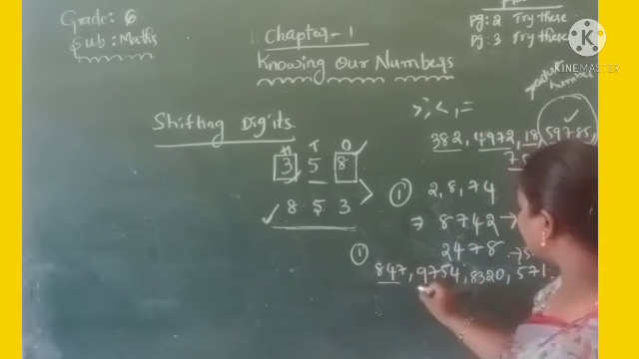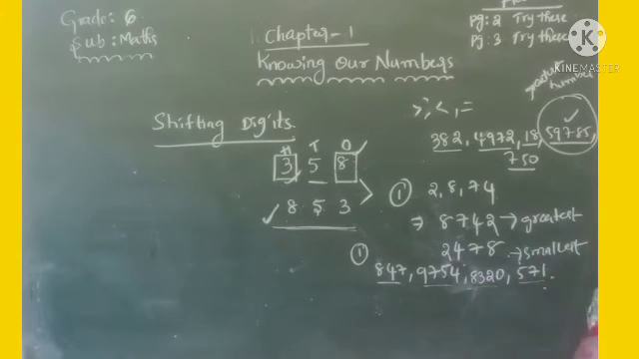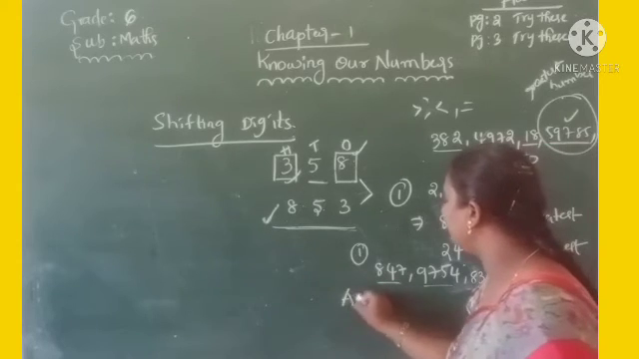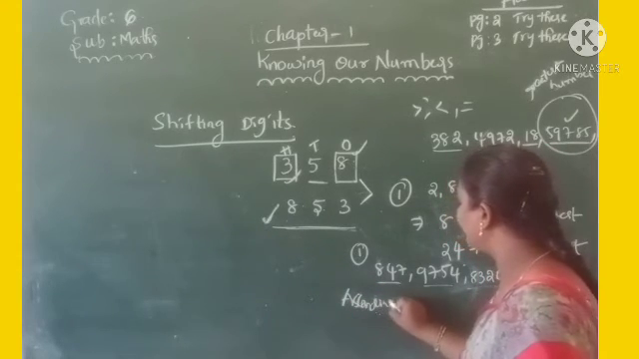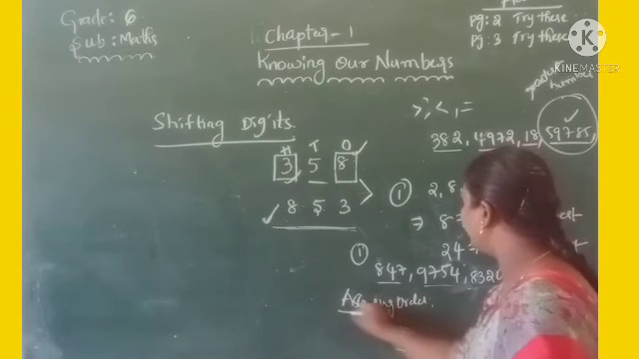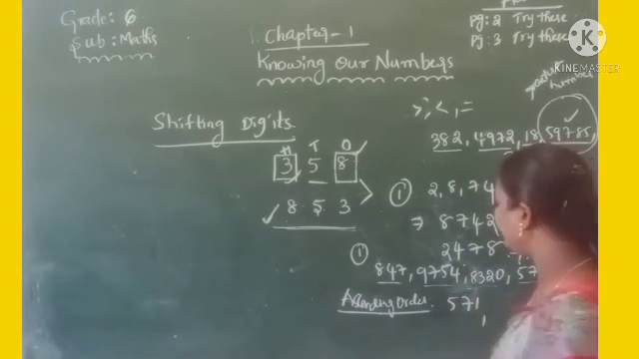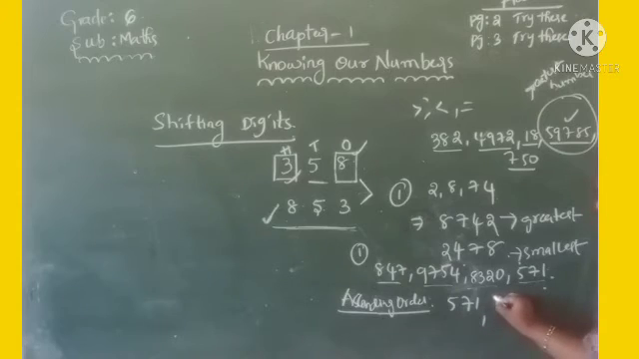Here the 3 digits, 4 digits, 4 digits, 3 digits. First here smallest to greatest number. So among these numbers, which is the smallest? Very good. 571. So ascending order, smallest to greatest. That is first 571, next 847, then after 8320, next 9754. Like this you have to write the ascending order.